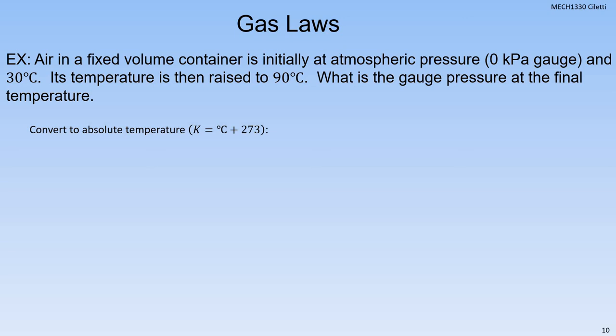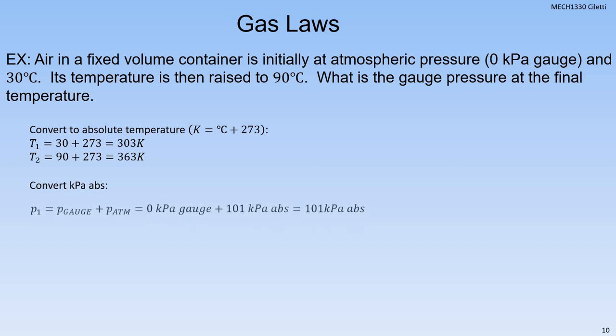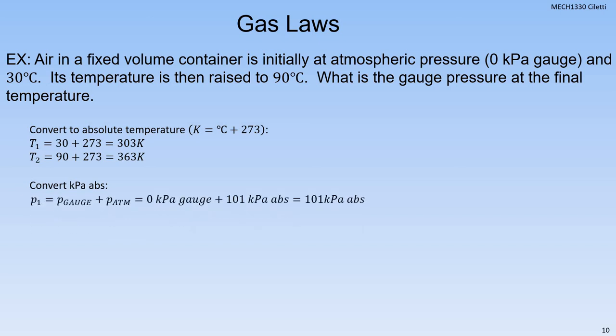So we know in order to get to Kelvin, we're going to have to take our Celsius plus 273. So we're going to take 30 plus 273, which is our initial temperature, and then 90 plus 273, which is our final temperature. So we're going to have 303 Kelvin and 363 Kelvin. To do this, we have to convert to absolute pressure. So we're going to take our gauge pressure plus our atmospheric pressure of 101 kPa, add those together, and we get 101 kPa absolute pressure.